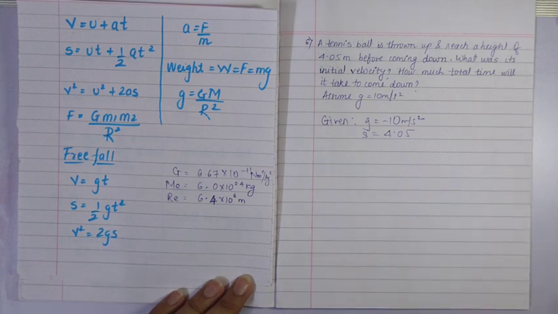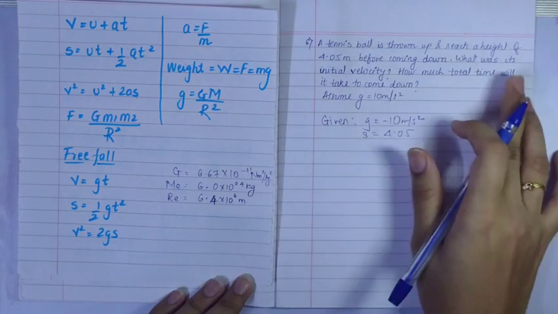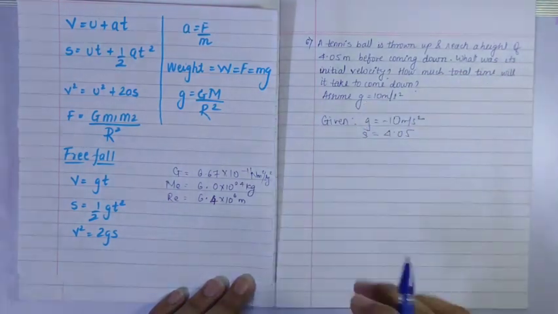Because what happens when you throw a ball, it goes to some height, and at that height the velocity becomes 0, and after that it again comes down. So the final velocity is 0. You apply some initial velocity, that is your u. So u is not 0, v will be 0. So that is why they are asking what is your initial velocity.